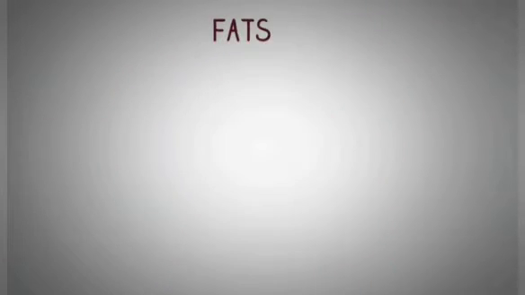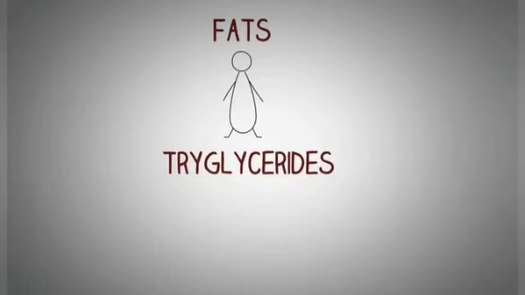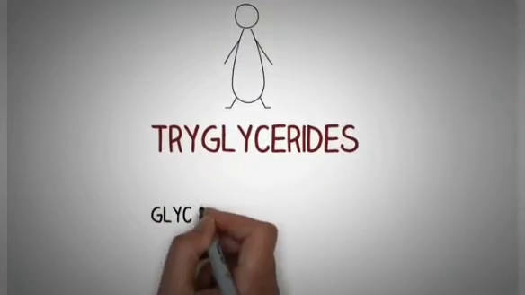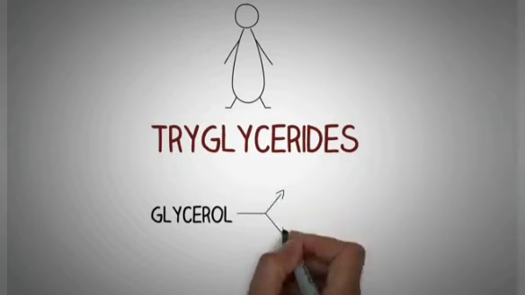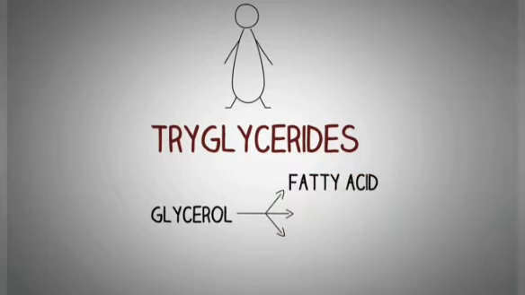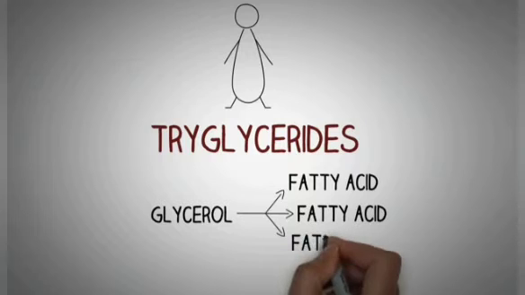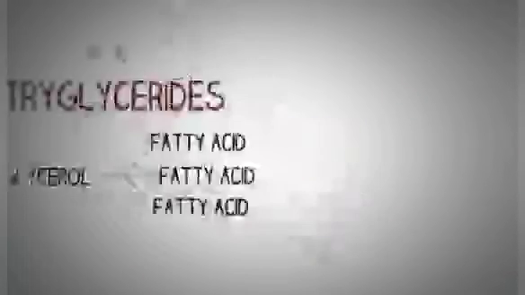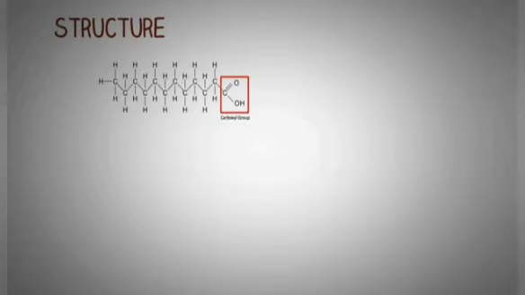Now, fats are stored in the human body in various forms, and one of the major storage forms is the triglycerides. Triglycerides are composed of a single molecule of glycerol which is attached to 3 molecules of fatty acid. It is important to understand the structure of a fatty acid. Here are two images that depict the chemical structure of a fatty acid.